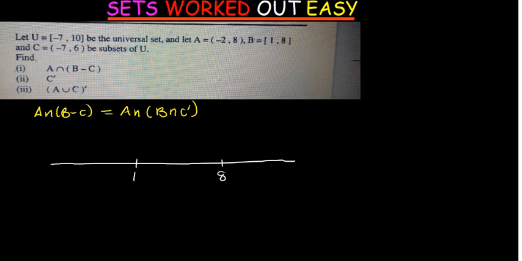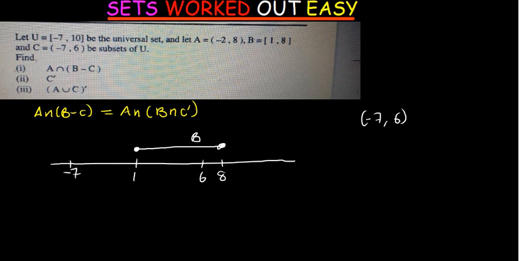And we can see that B, 1 and 8 are both included in the set because we've got closed intervals there. Okay, so this is set B. And then now we want C complement. So let's look at C itself. C is from negative 7 to 6. We are not including negative 7 and we are not including 6. So I'm just going to put those. Negative 7 up to 6.